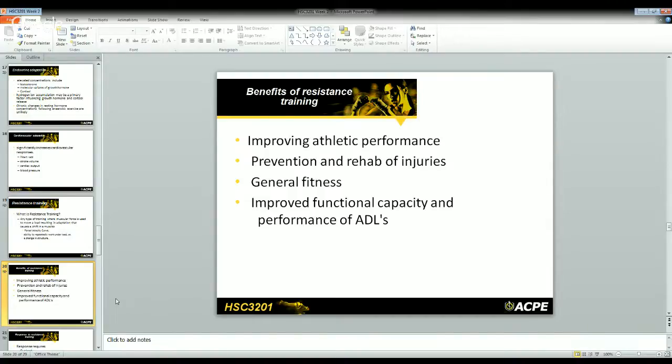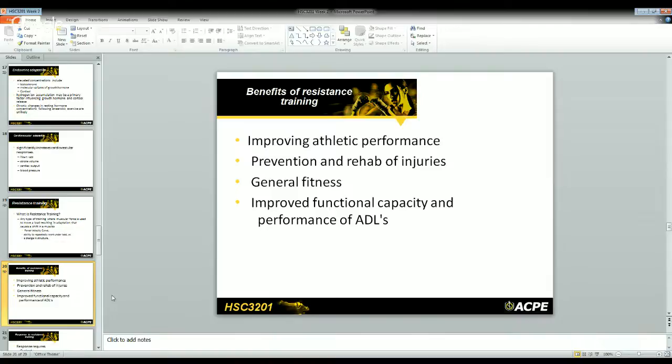Rehab of injuries, yes, quite often we want to resynchronize the motor units and get the muscles acting and performing in a coordinated pattern. General fitness: improve functional capacity and performance of ADLs. ADLs is activities of daily living. So this is our normal day-to-day events.